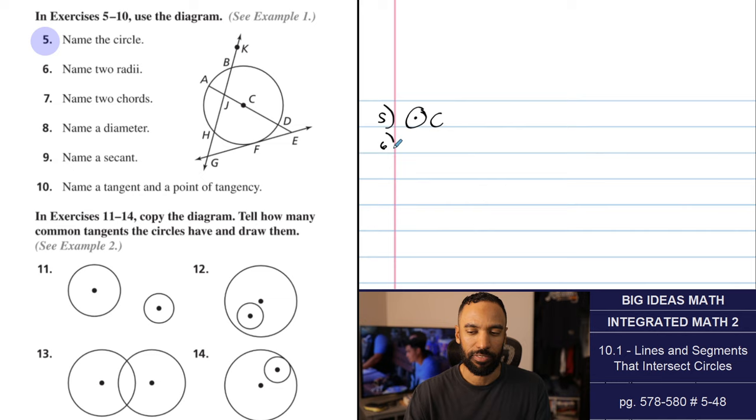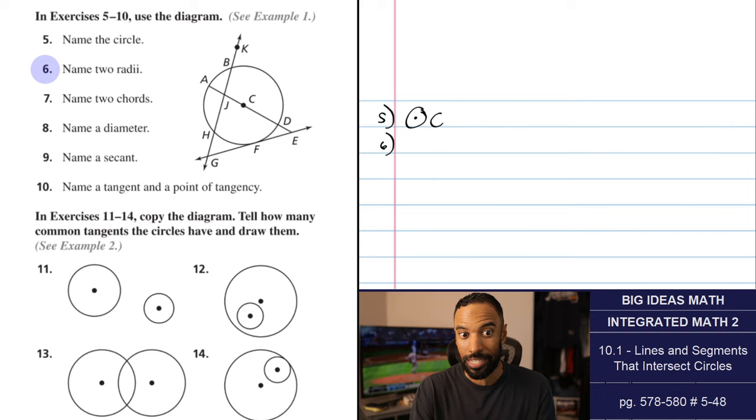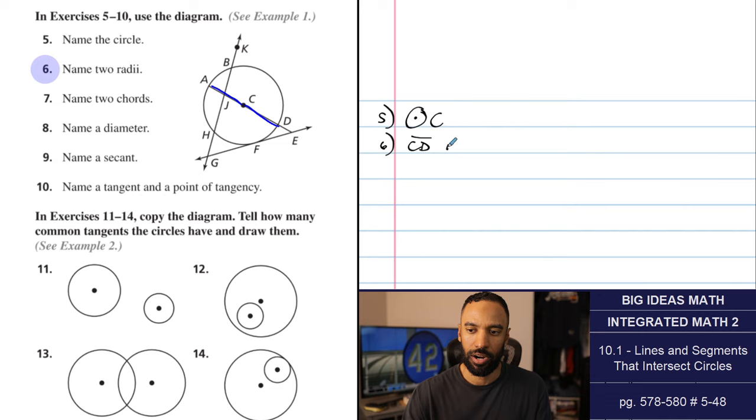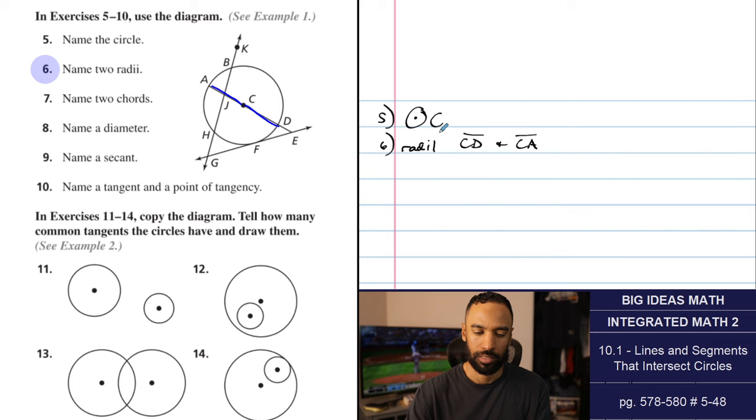That's number 5. Number 6, name 2 radii. Radii is the plural for radius, so radiuses. Ones that go from the center to endpoints on the circle. I can see one right here that goes from C to D. That means there's a radius that's CD and there's a radius that's CA. Remember, those are segments. So when I say CD, I need a segment bar, and CA. Those are radii.